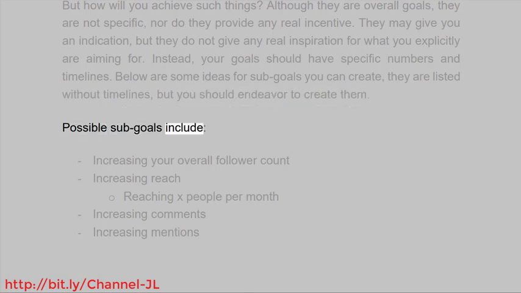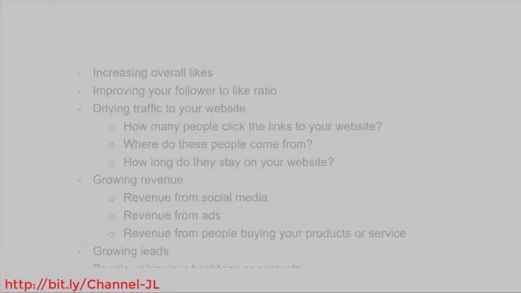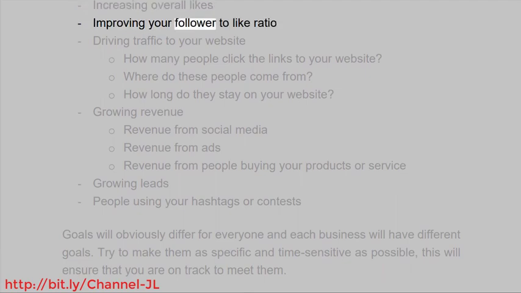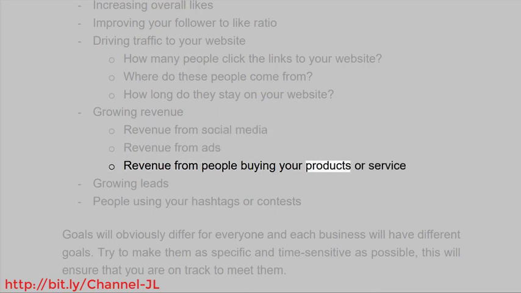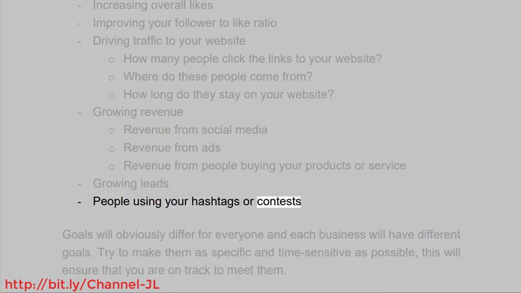Possible sub-goals include: increasing your overall follower count, increasing reach or reaching X people per month, increasing comments, increasing mentions, increasing overall likes, improving your follower to like ratio, driving traffic to your website. How many people click the links to your website? Where do these people come from? How long do they stay on your website? Growing revenue, or revenue from social media, or revenue from ads, or revenue from people buying your products or service, growing leads, people using your hashtags or contests.